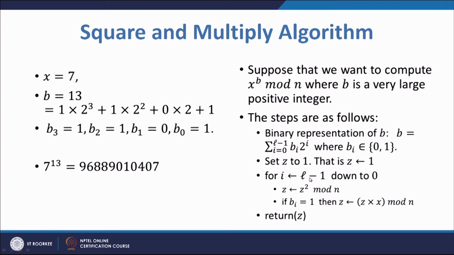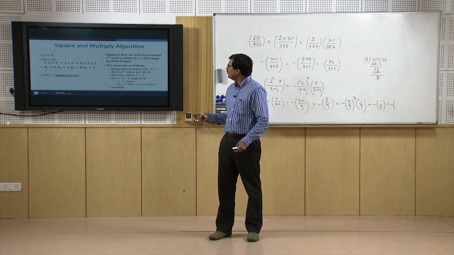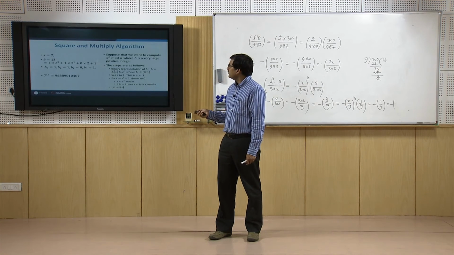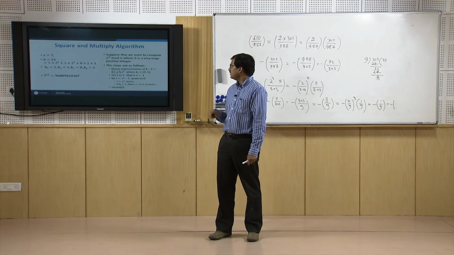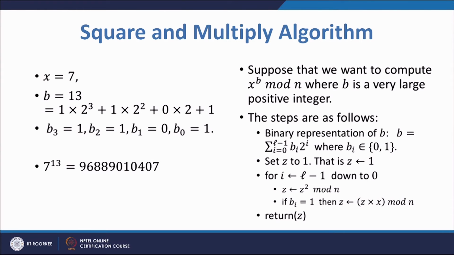If it is 1, we multiply x to the current value of z and put it in z, and then go back into the loop. If it is not 1, we do not do anything, we go back into the loop, square z and again go into the loop. Now, what we will do in this case is take b equal to 13, which is small, and x equal to 7, and see how this algorithm works.